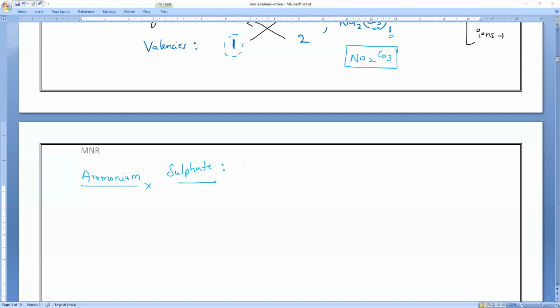Cation is ammonium, NH4 plus. Everybody understand? Nivedan, please mute. Next, anion. What is the anion? Anion is sulfate. So what is the valency of sulfate? SO4 2 minus. Very good. Now symbols.